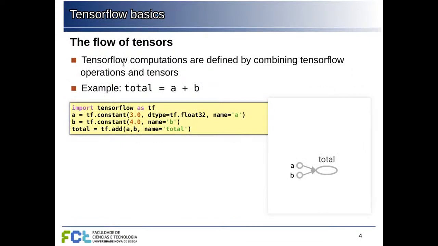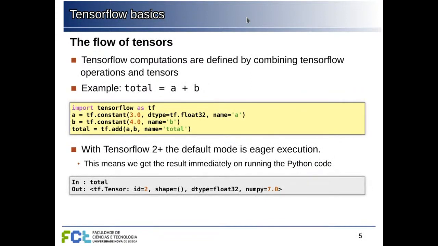So if you just want to do a simple operation using tensors, you can import TensorFlow and then create, for example, these constant values, 3 and 4. You can add names to the tensors so that when you look at the computation graph, you see the tensors with their names there. And then we will create this operation add, which we'll call total. So this operation here will receive these tensors and has this name total. And this will just add the two tensors we created.